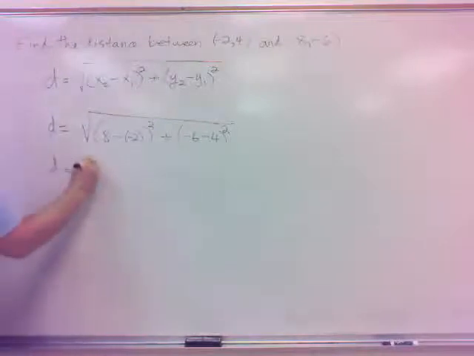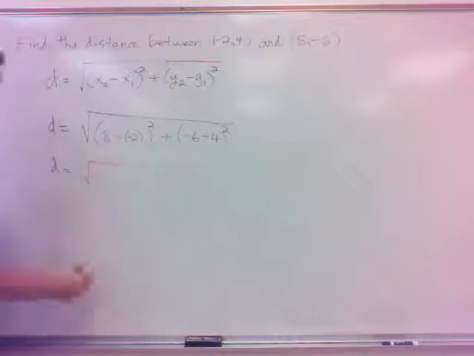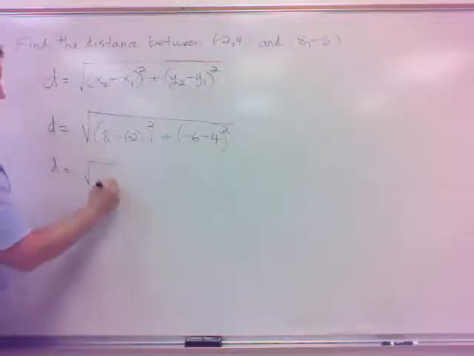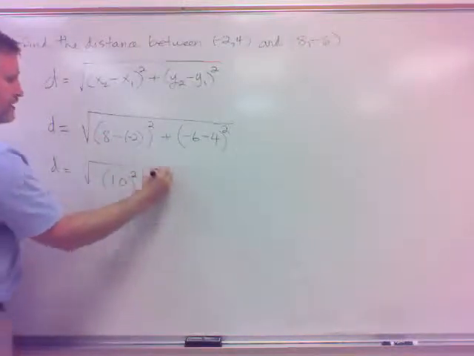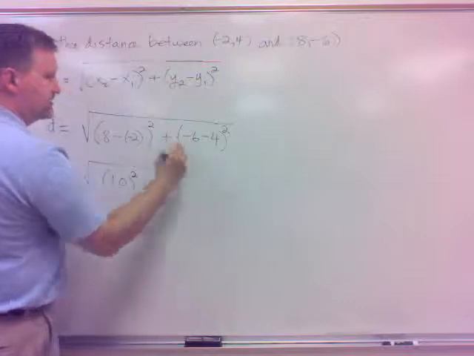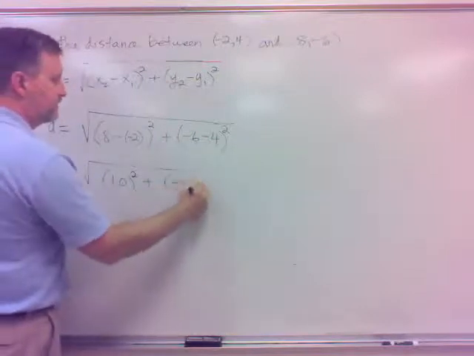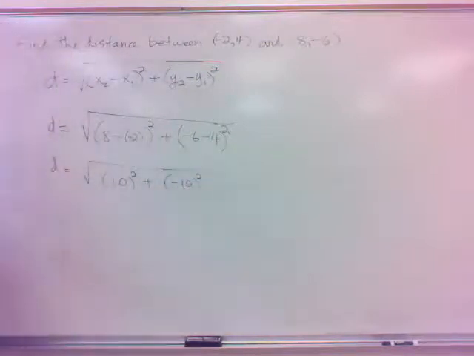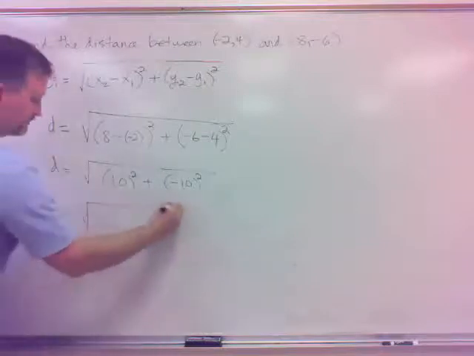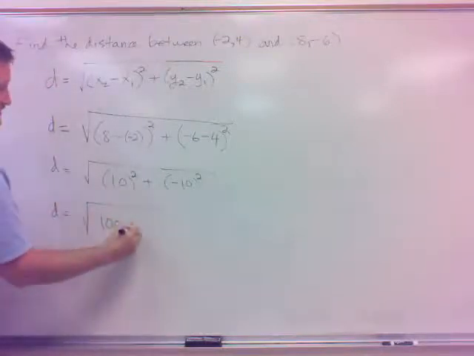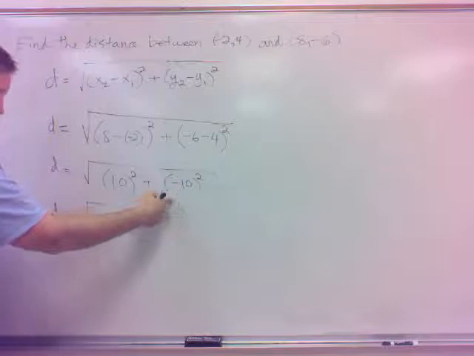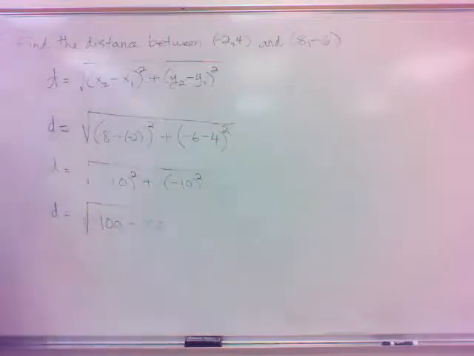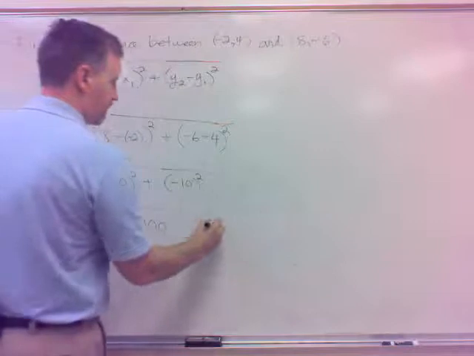All right, so d equals, 2 negatives make a positive, so that would be 8 plus 2, that would be 10, squared. This one's going to be negative 6 minus 4, which is negative 10, squared. Do those cancel out? Nope. Those don't cancel out because you square both of them. You get 100 plus, square that, you get positive 100 again. So 100 plus 100, that's the square root of 200.